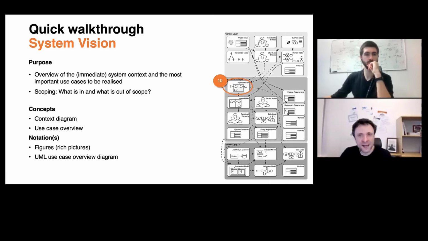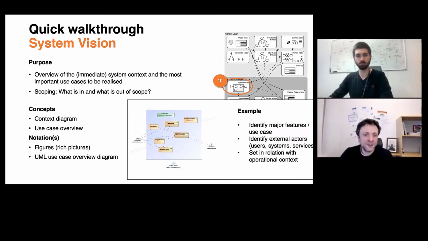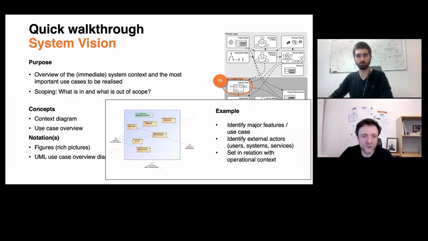And again, I can have two different views on my system vision. One is focusing more on the context, and the other one is more focusing on a big picture of the key functionality that I want to offer with my software system, typically captured by what we call a use case overview diagram. So what you can see here is a more context view. Important is that I outline the boundaries of my software system and the relation to the operational context.